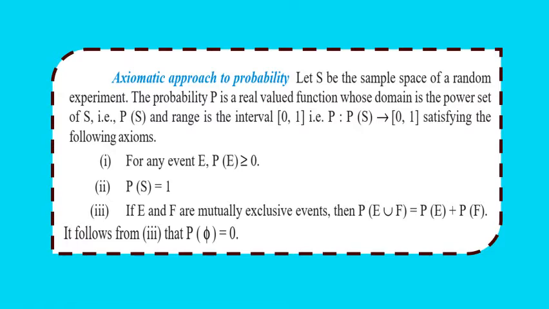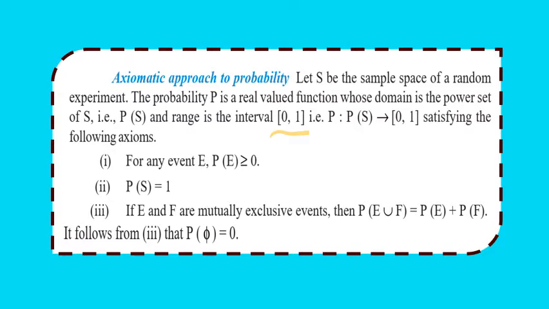So what is an axiomatic approach to probability? We know that S is the sample space related to any random experiment. The probability P is a real valued function, that is the value of the function will be real, whose domain is the power set of S. I hope you remember the meaning of power set. Power set is the collection of all the subsets of a particular set, and range is the closed interval 0 to 1, that is the probability can be equal to 0, can be equal to 1, and any number between 0 and 1, that is it cannot be less than 0 or more than 1.